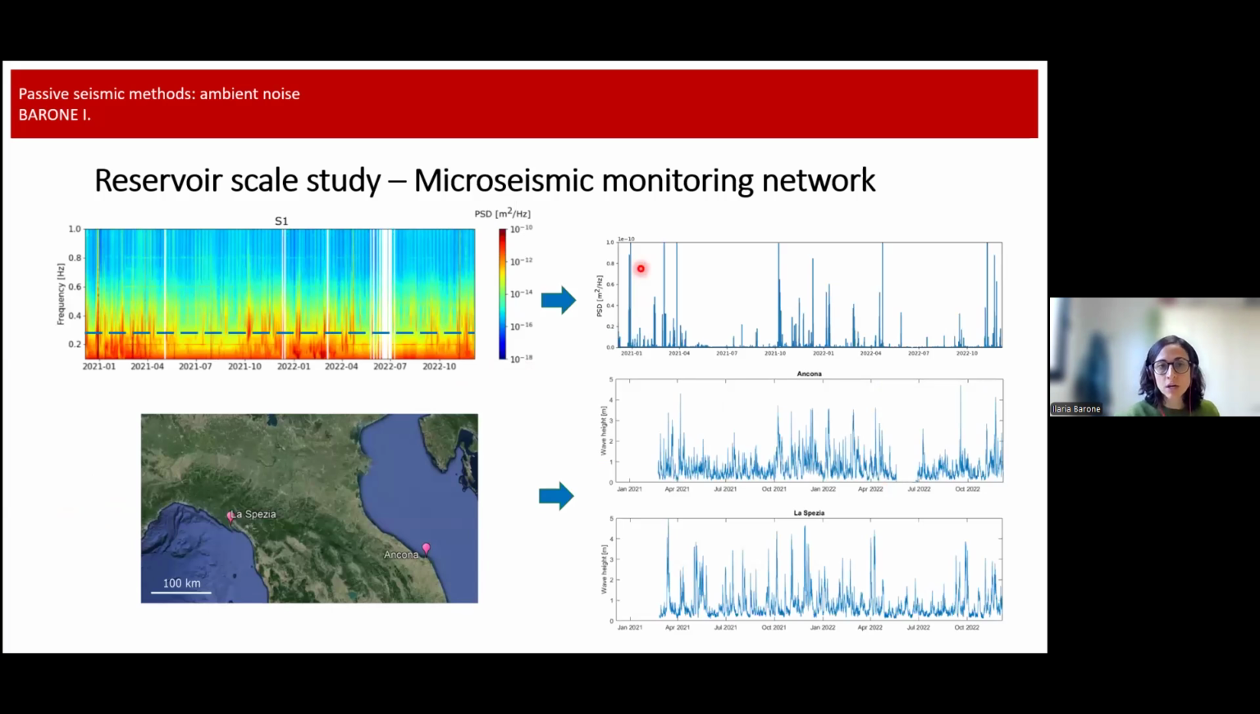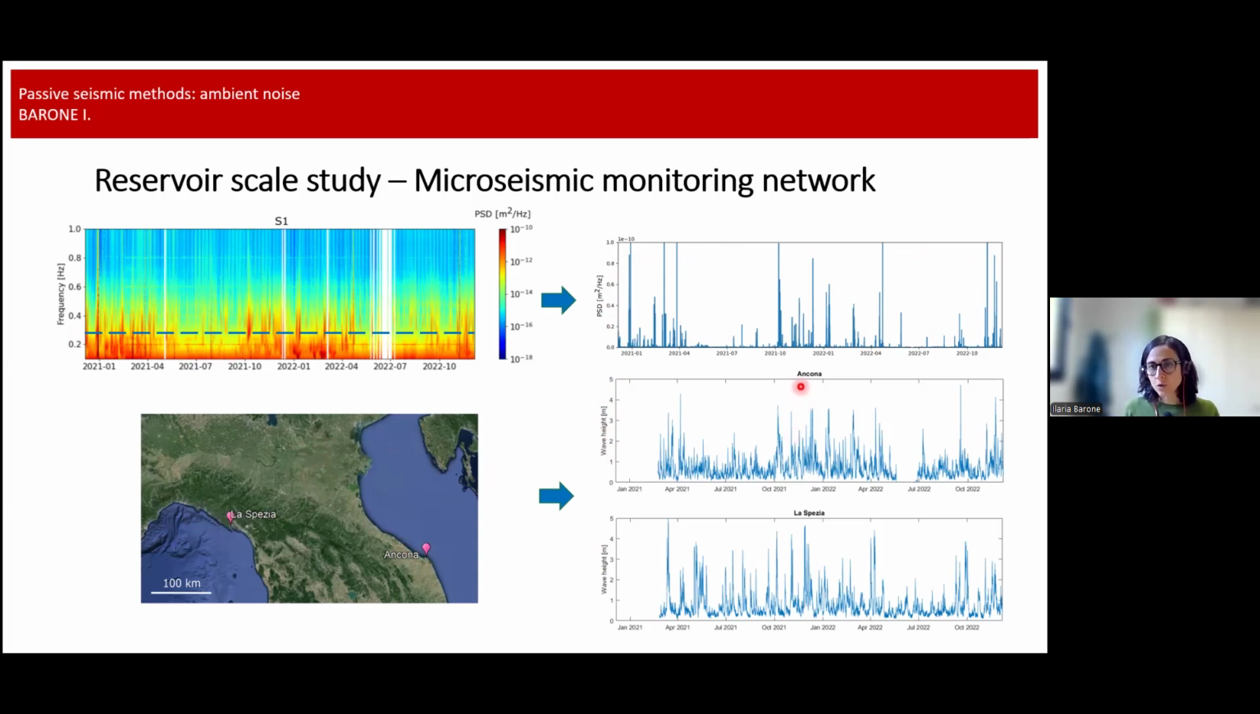Okay, so this is the demonstration that the peaks that we see in the intermediate range are related to wind-generated sea waves. So we have taken a horizontal section of the spectrogram at 0.3 Hertz, that is this one. And then we have downloaded the sea wave height at two stations, one in Ancona in the Adriatic Sea, and one in La Spezia in the Tyrrhenian Sea. The network is around here. We cannot disclose the exact location.